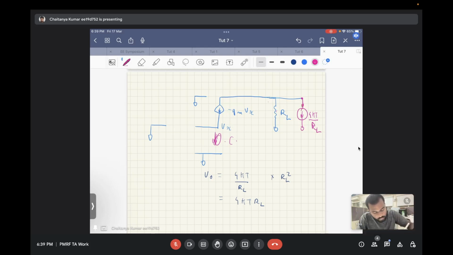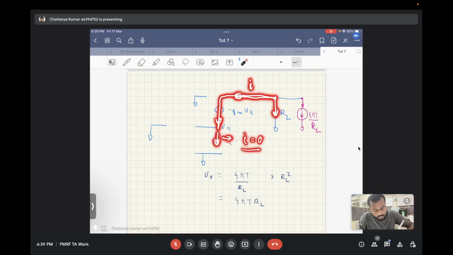And now there are two paths for this current to flow. One, it can flow in this direction, the other, it can flow in this direction. If any of this current, let's say I, flows in this direction, then what is the current flowing over here? Since it's an open circuit, I has to be equal to 0, because whatever current flows in this direction has to come out from here, and there is no path for the current to come out from this open circuit. So no current can flow in this direction. Is this clear?